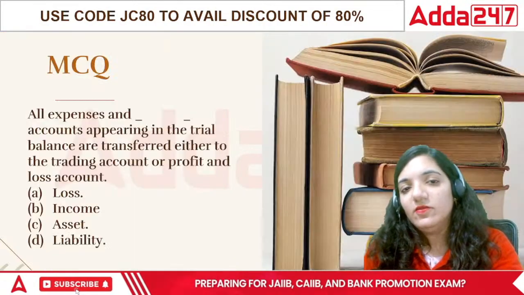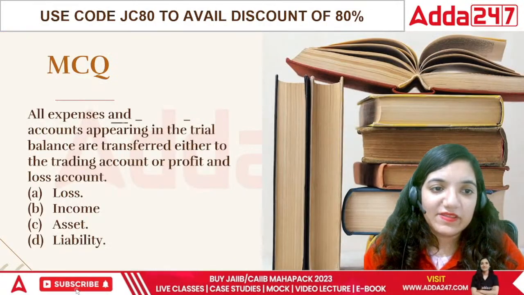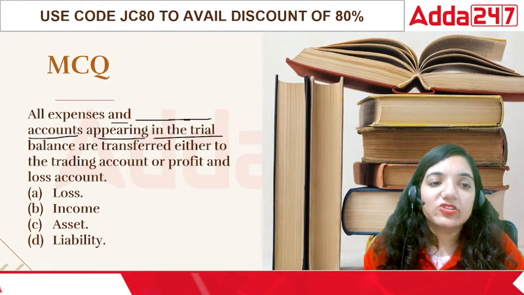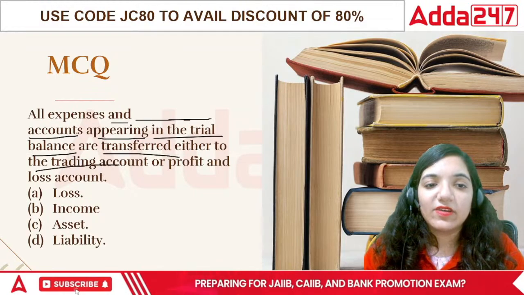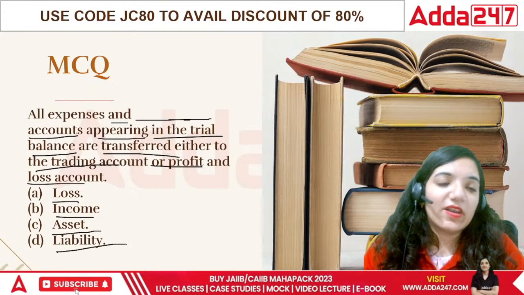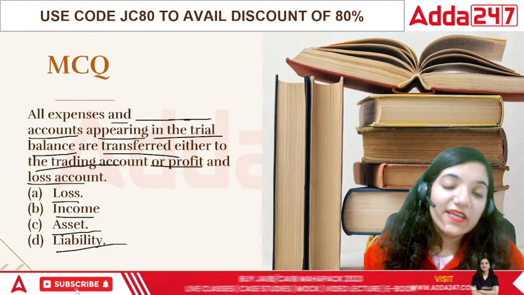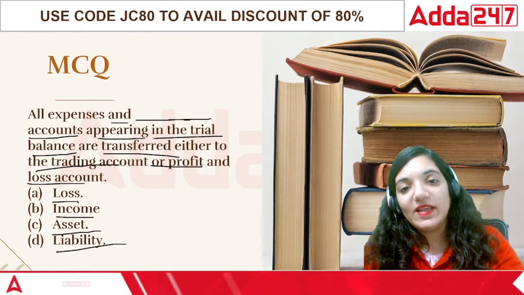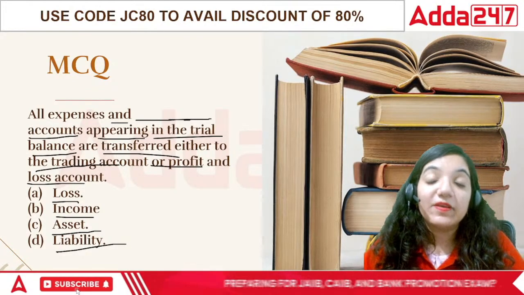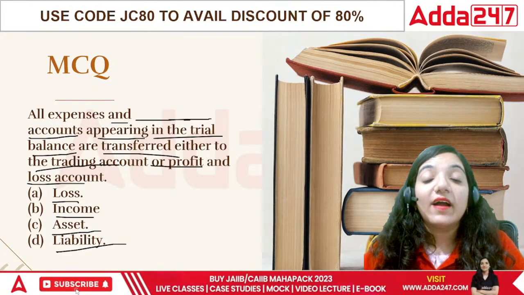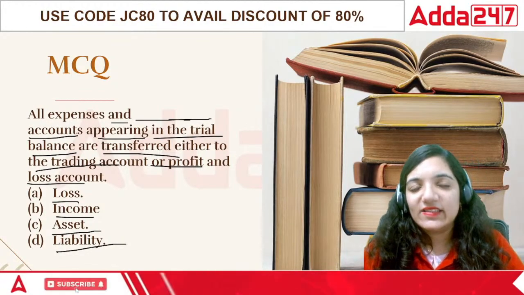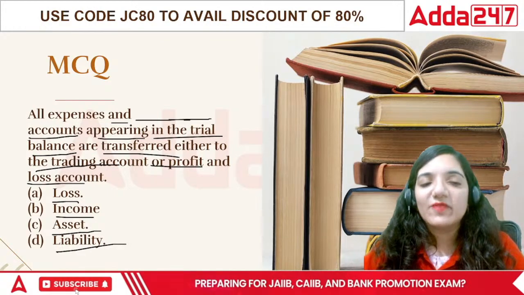So it is corrected now. Let's move on. Fill in the blank: all the expenses and accounts appearing in the trial balance are transferred either to the trading account or profit and loss account. Is it loss, income, assets or liability? What is the exact word that should be placed here? This is a question of a little advanced level.